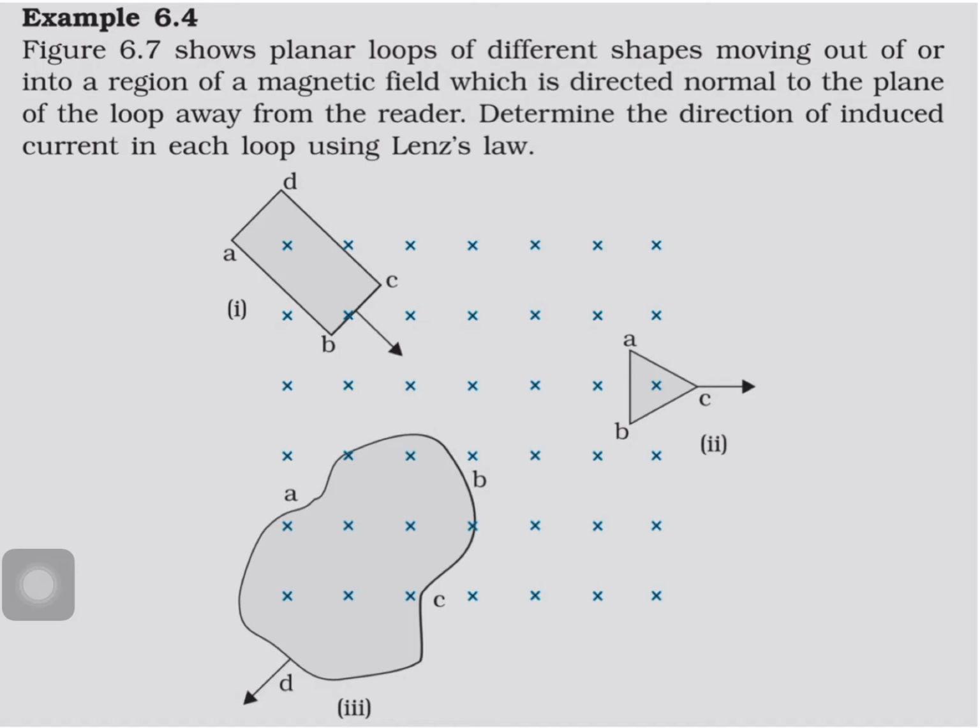In the same way, see the first diagram, A, B, C, D, the rectangular loop moves towards the magnet. Towards the magnet means the induced current should flow in the anti-clockwise direction. So the direction of current in the first case is B, C, D, A. In the second diagram, the triangular conductor moves away from the magnet. Away means clockwise direction. So for the triangular conductor ABC moving away from the magnet, the induced current flows in the clockwise direction, that is BAC.